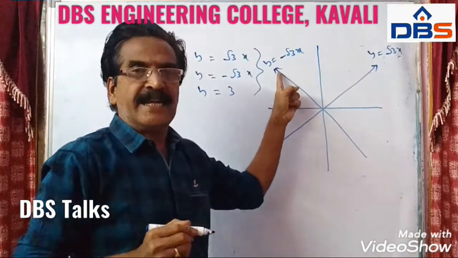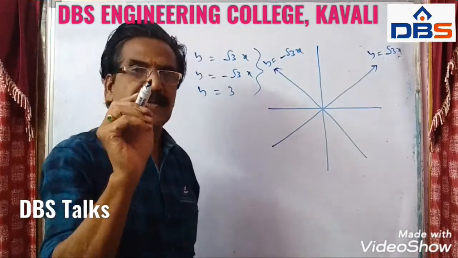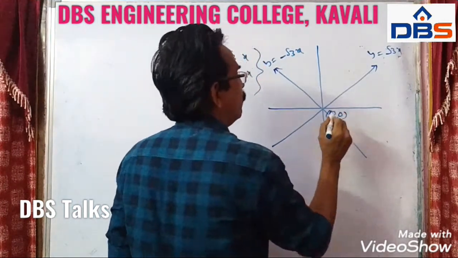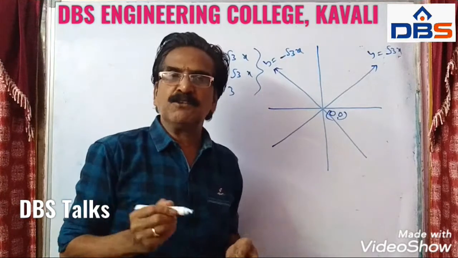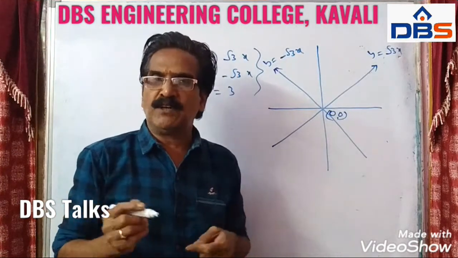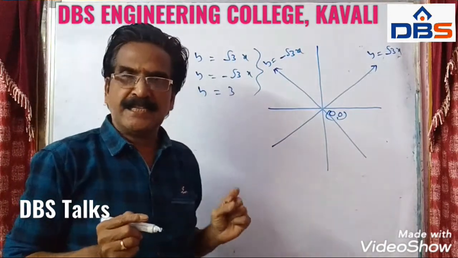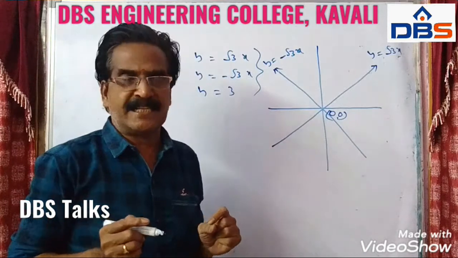This line and this line are in the form of y is equal to mx. Those two lines pass through the origin, that is (0, 0). And the third line is y is equal to 3, in the sense y is equal to y1. So that is a line parallel to the x-axis and at a distance of 3 units from the x-axis.